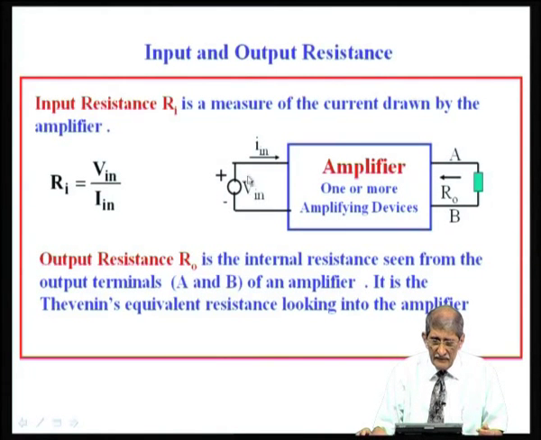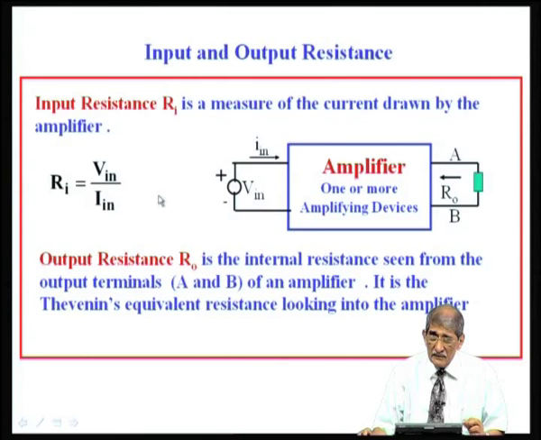So, if I have a V in here, if the current drawn is I in, then it looks as if there is a resistor equal to R. It can be resistance or impedance. To simplify, we talk of resistance. So, V in divided by the input current will be the input resistance.